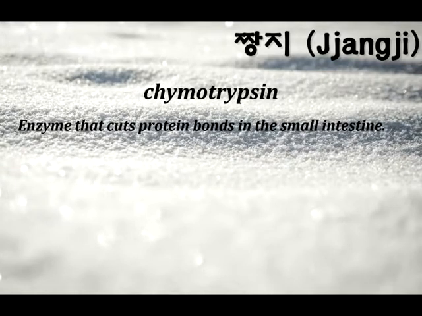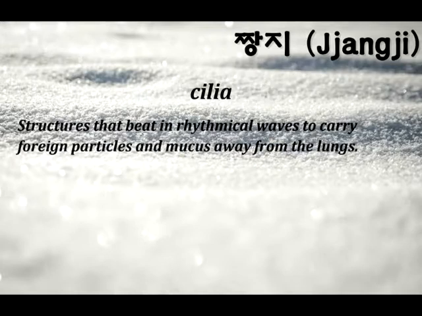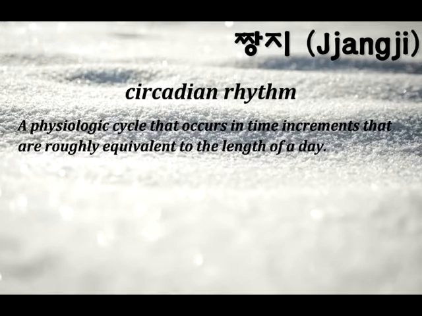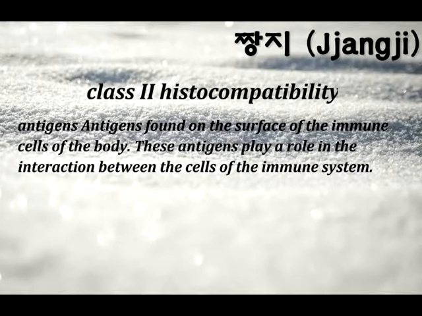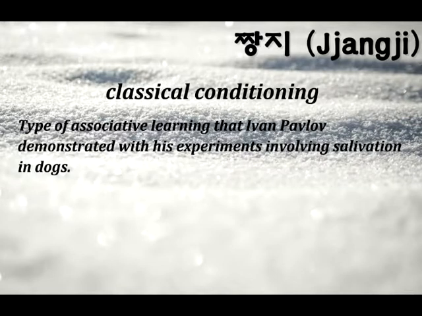Chymotrypsin, enzyme that cuts protein bonds in the small intestine. Cilia, structures that beat in rhythmical waves to carry foreign particles and mucus away from the lungs. Circadian rhythm, a physiologic cycle that occurs in time increments that are roughly equivalent to the length of a day. Class II histocompatibility, antigens found on the surface of the immune cells of the body. These antigens play a role in the interaction between the cells of the immune system. Classical conditioning, type of associative learning that Ivan Pavlov demonstrated with his experiments involving salivation in dogs.